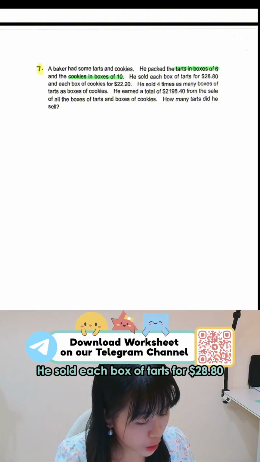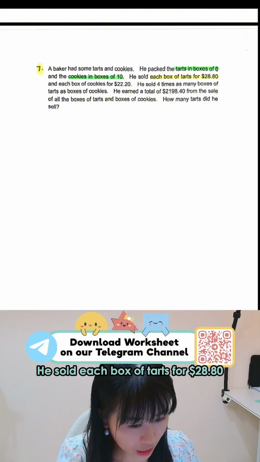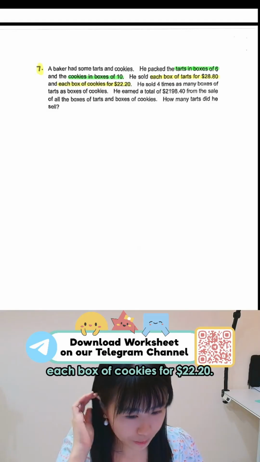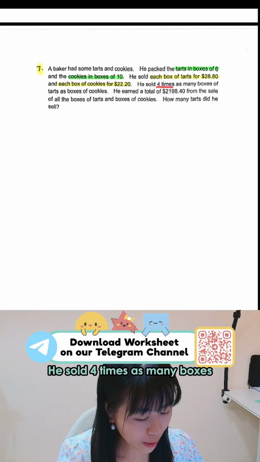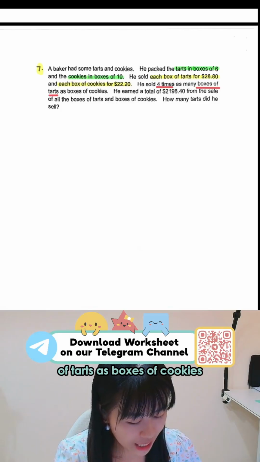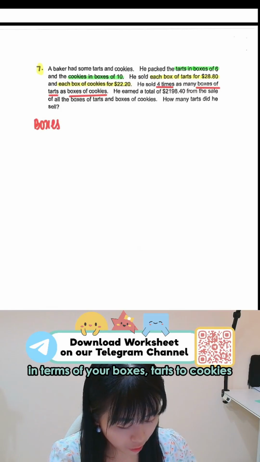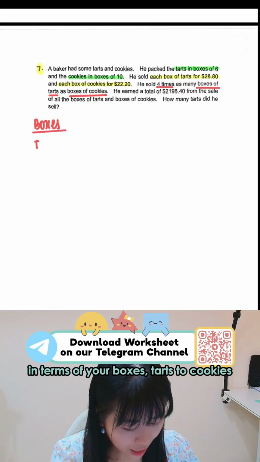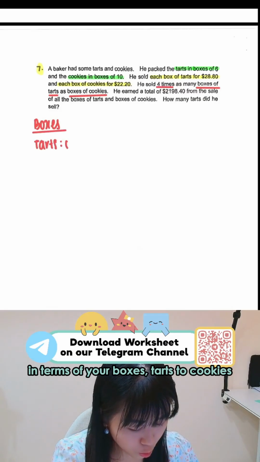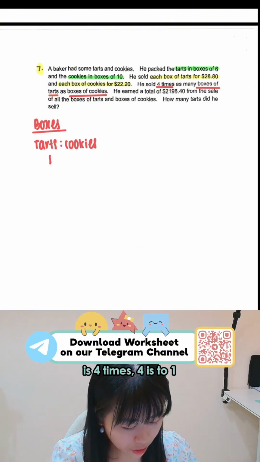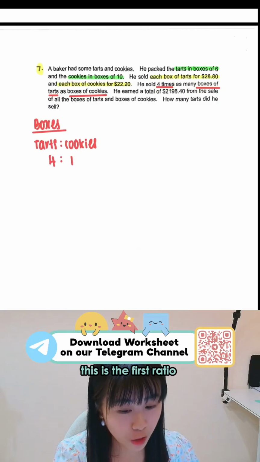He sold each box of tarts for $28.80, each box of cookies for $22.20. He sold 4 times as many boxes of tarts as boxes of cookies. In terms of your boxes, tarts to cookies is 4:1. Okay, this is the first ratio we can come about.